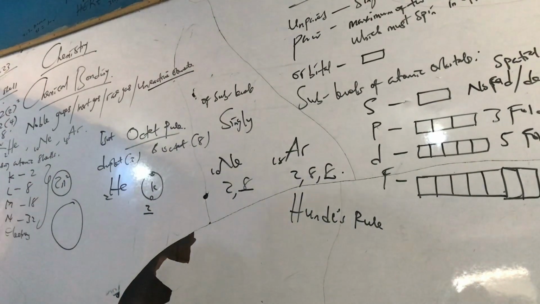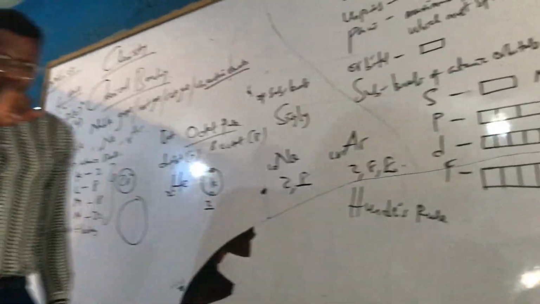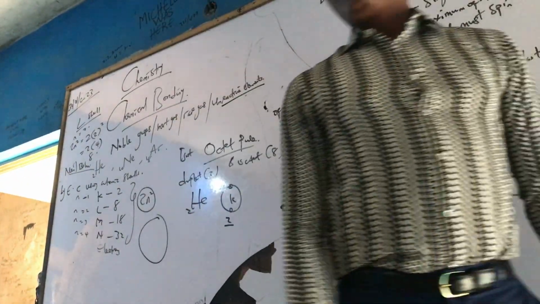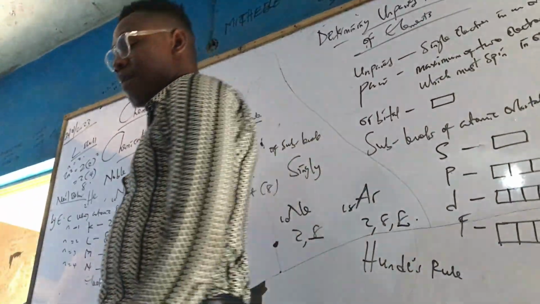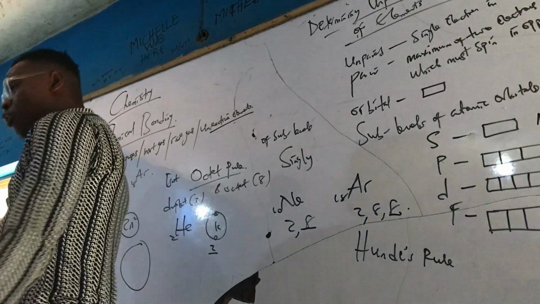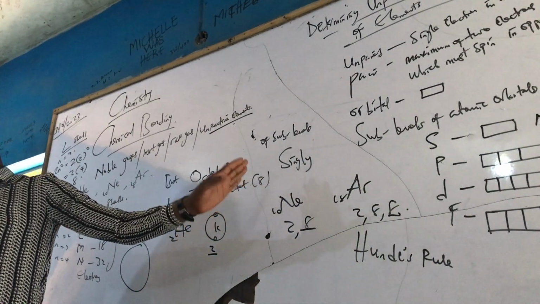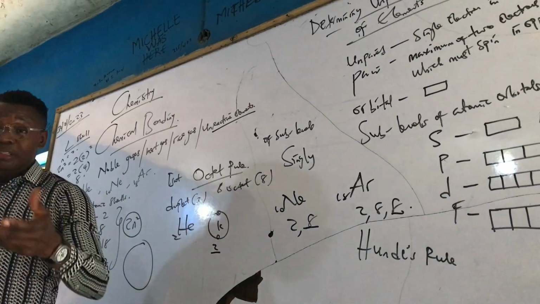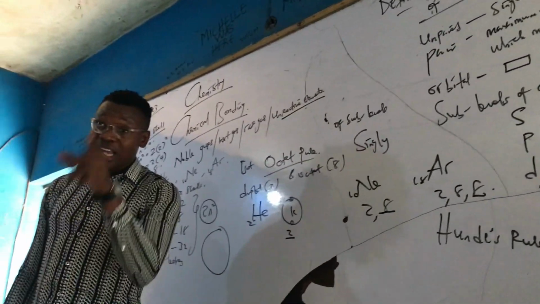This rule is important in determining before pairing commences. Pairing means you want to make them double. So before you make it double, this rule says you must make it a single.